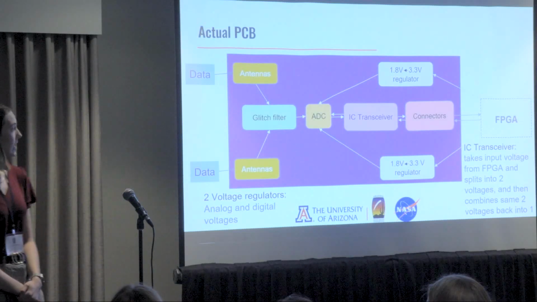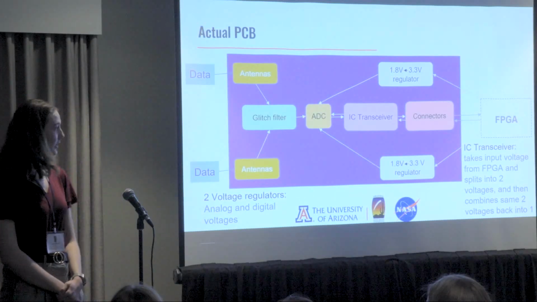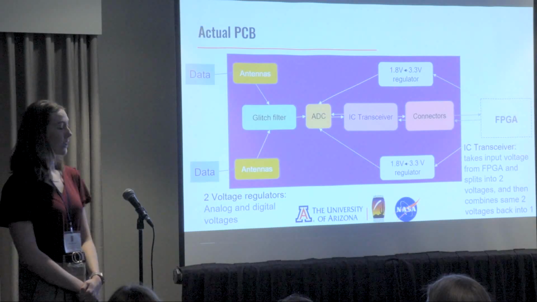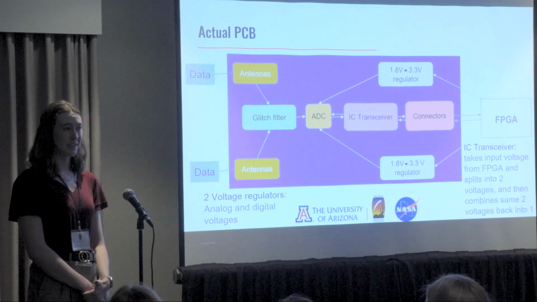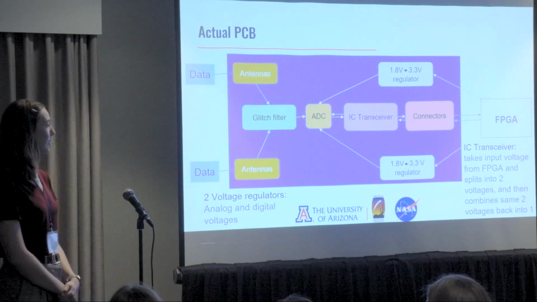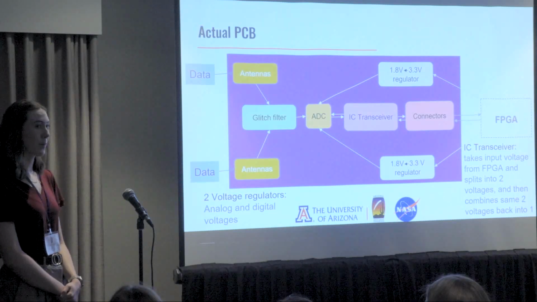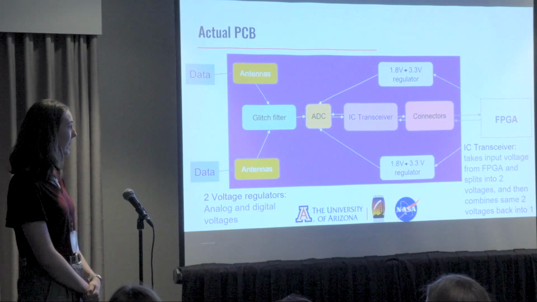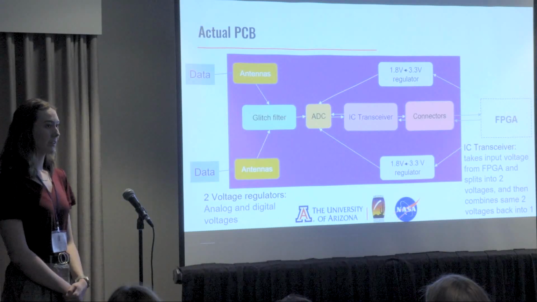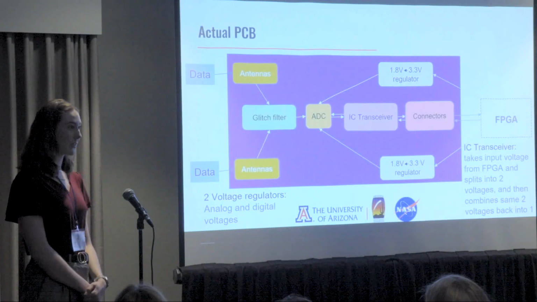This is how our actual PCB turned out, so it's pretty similar to our first concept of operations. We did have to add an IC transceiver as well as another voltage regulator. So our second voltage regulator actually does the same thing as our first. It takes 3.3 volts from our FPGA, drops it down to 1.8 volts, and feeds it into our ADC. However, one of our voltage regulators is for an analog voltage, the other is for a digital voltage.